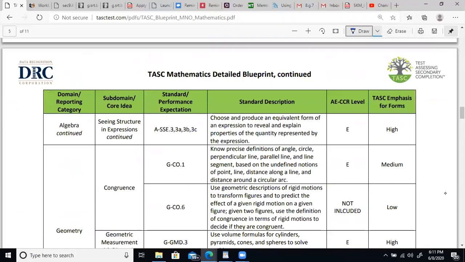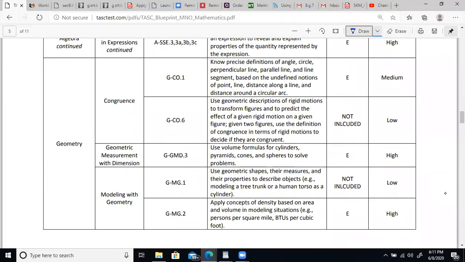And where I did geometry was reviewing the actual precise definitions of what an angle, circle, perpendicular line, parallel line, line segments, and other undefined things such as point, line, distance along a line, and distance around a circular arc. So check that last video if you haven't seen that yet.